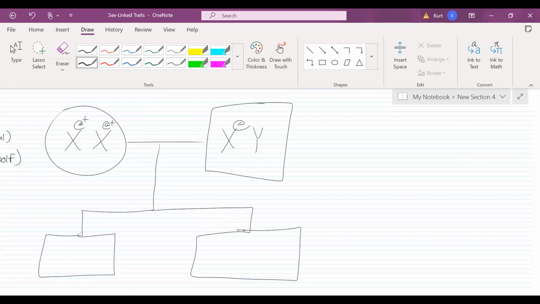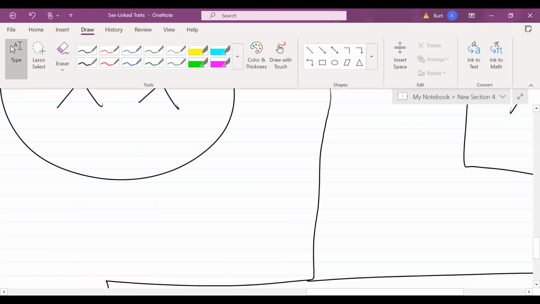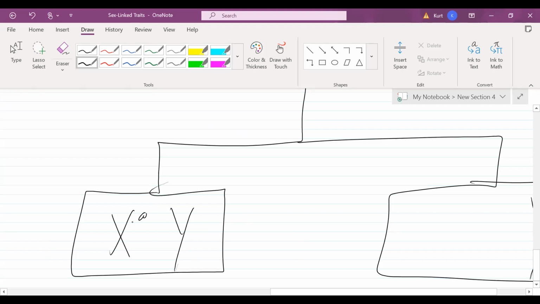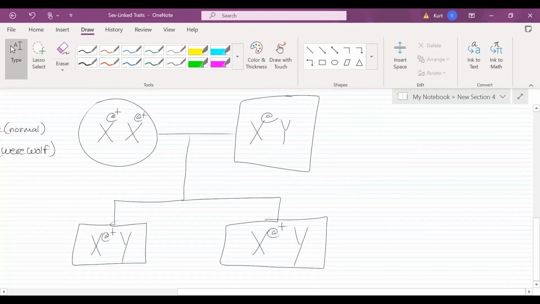No. Why not? If they're going to be sons, that means they're going to be boys. And what chromosome do boys inherit from their father? The Y. Is the Y chromosome the one with the werewolf gene on it? Uh-uh. And if you look at the mother, both of her X chromosomes are the same. So they are going to inherit the wild type gene from their mother. These boys are going to be totally unaffected. So what I wanted to show you in this is that boys do not inherit X-linked traits from their fathers because they don't inherit an X chromosome from their father. They inherit it from their mother.